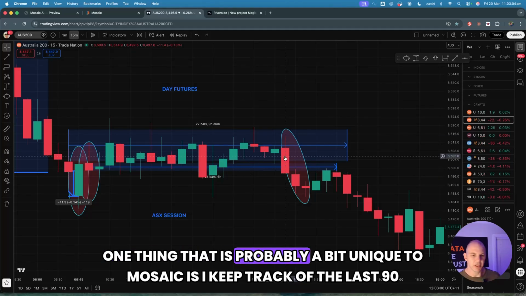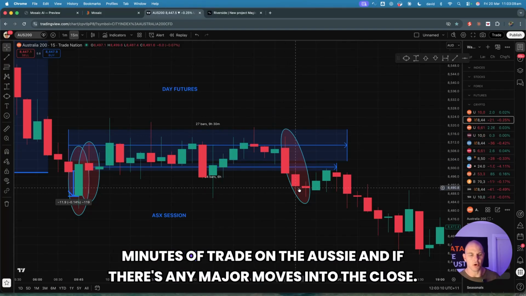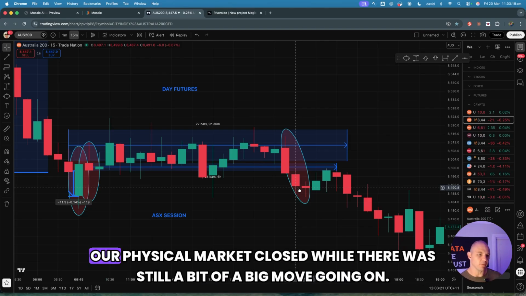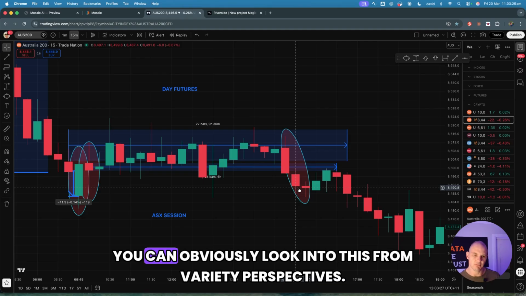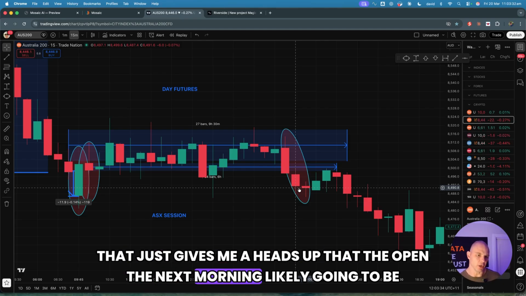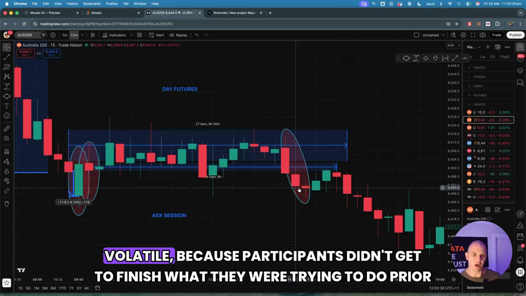One thing that is probably a bit unique to Mosaic is I keep track of the last 90 minutes of trade on the Aussie, and if there's any major moves into the close. So what this kind of suggests is that there's a bit of unfinished business. Our physical market closed while there was still a bit of a big move going on. You can obviously look into this from a variety of perspectives. For me, that just gives me a heads up that the open the next morning is likely going to be volatile because participants didn't get to finish what they were trying to do prior day.